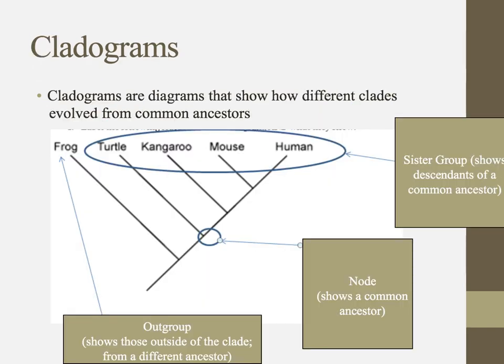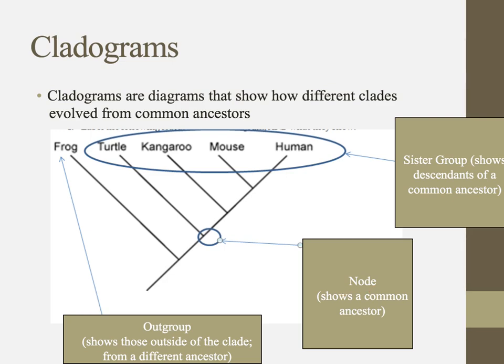Many of you, I'm sure, are already getting the hang of how to read these cladograms, but just to be clear, they show how different clades evolved from a common ancestor. We've got a couple of features here. We have these points of intersection called nodes. Nodes show a common ancestor. So turtles and humans have a common ancestor. It is whatever this organism was right here. So we had a single species that went through some kind of speciation event, and eventually all of these other species developed, but the common ancestor is right here in the node.